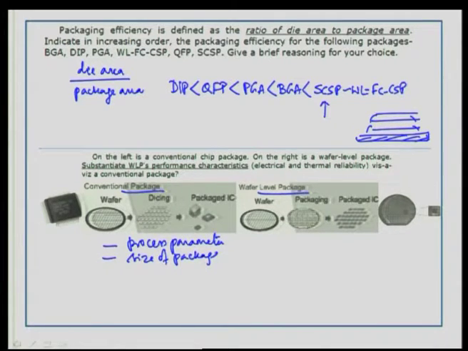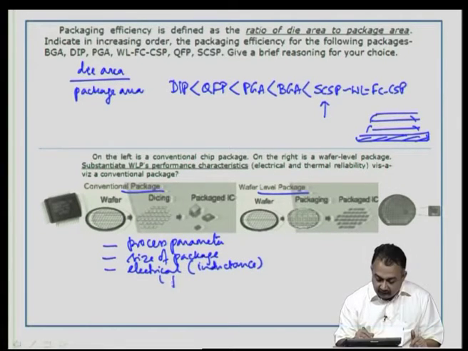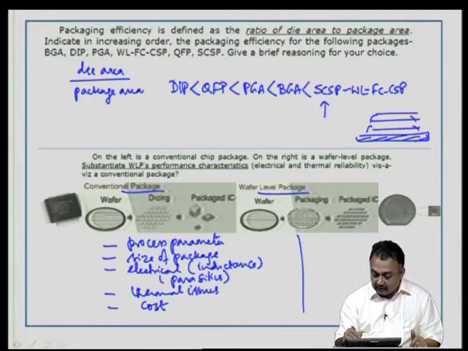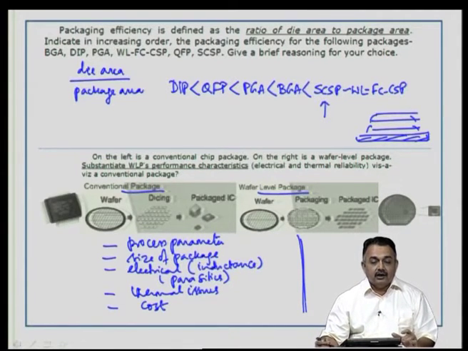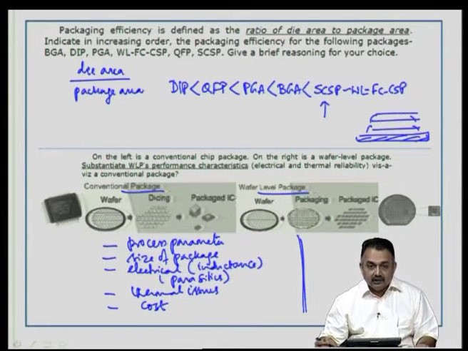the size of package which will be better, which will be lower in size, electrical issues, talk about inductance, okay, and other parasitics. Then you talk about thermal issues and so on. And finally cost. So, try to answer this question in terms of these points and you will be able to substantiate why wafer level packaging is being considered today compared to a conventional package.